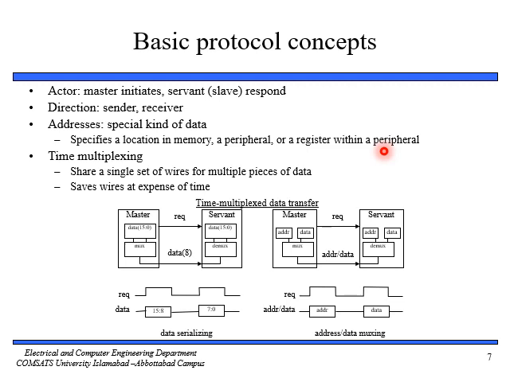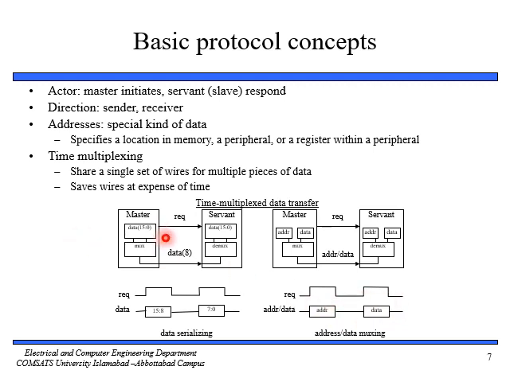In time multiplexing, we share a single set of wires for multiple pieces of data. So here you can see that we are using a single set of wires for multiple pieces of data. We are sending header, address, as well as data. We save wires at the expense of time. So we do not need a separate wire for address or for data.